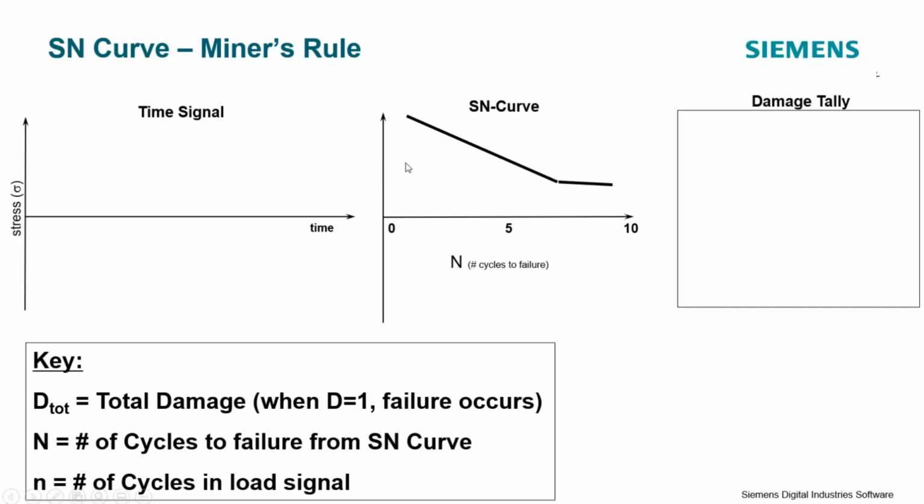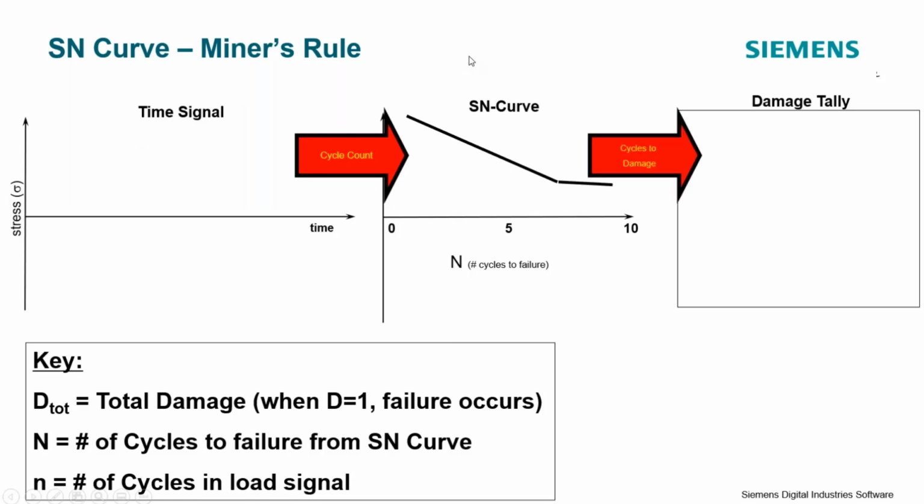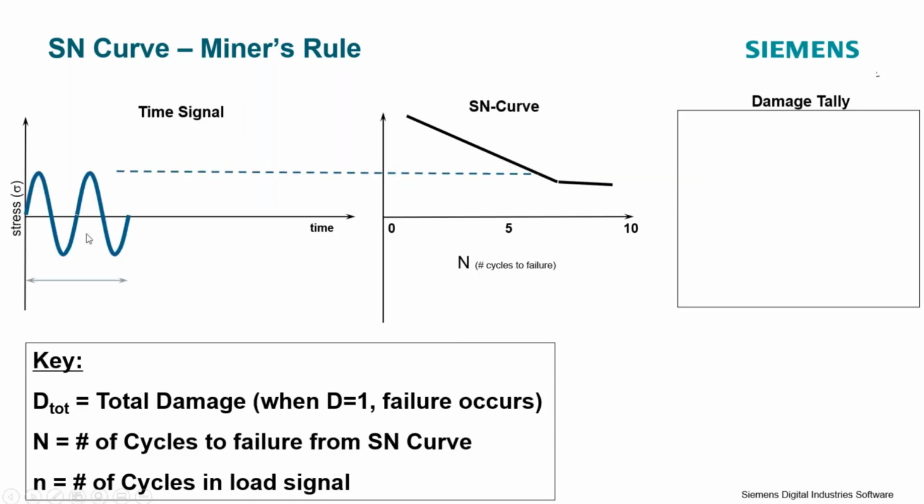We'll go through another example here where I've got a time signal, an SN curve, and we'll cycle count this to determine how much damage has been accumulated. I've got 2 cycles of a particular load here, and the cycles to failure is 6. So to calculate the amount of damage that my component will accumulate based on this load cycle here, I simply take the number of cycles, 2, divided by the number of cycles to failure. At this point on my SN curve, we're saying that's 6, and I get a damage value of 0.33.